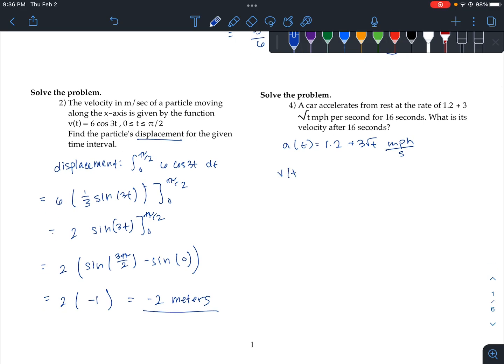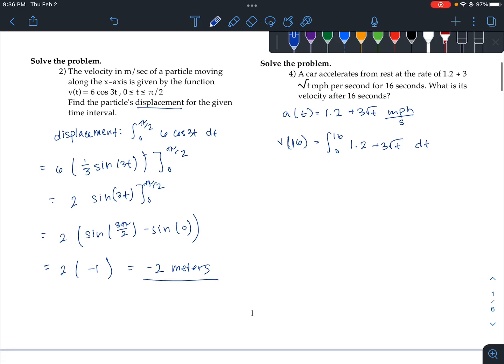And v of t will be the integral, or I guess we should say v of 16. So we want to know the velocity at 16 seconds. So v of 16 will be equal to the integral from 0 to 16 of our acceleration function, 1.2 plus 3 square root of t dt. And doing this will get rid of our seconds and leave us in miles per hour, which is what velocity is measured in.